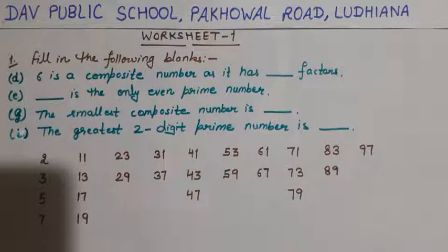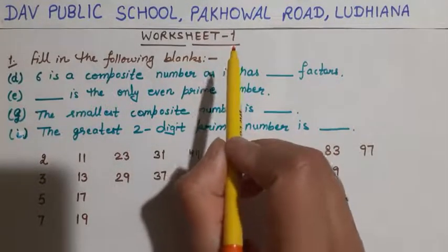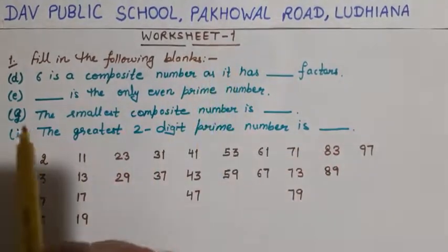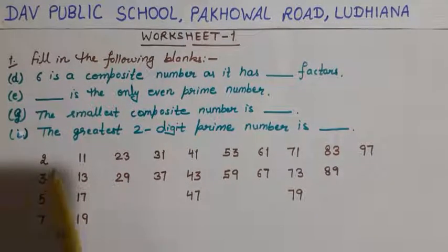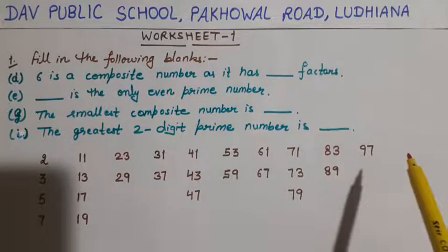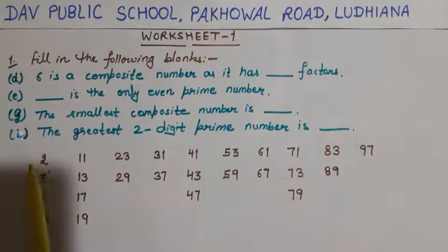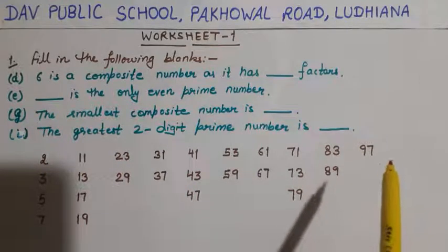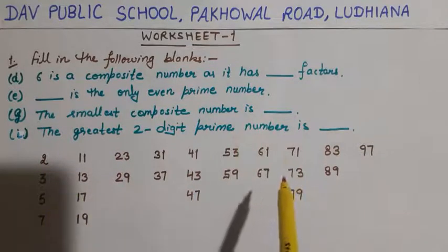In this video, we will continue chapter 2, Factors and Multiples, with worksheet number 1. First of all, let us see these prime numbers from 1 to 100. I have written prime numbers from 1 to 100. If you want, you can write down these prime numbers in your notebooks.